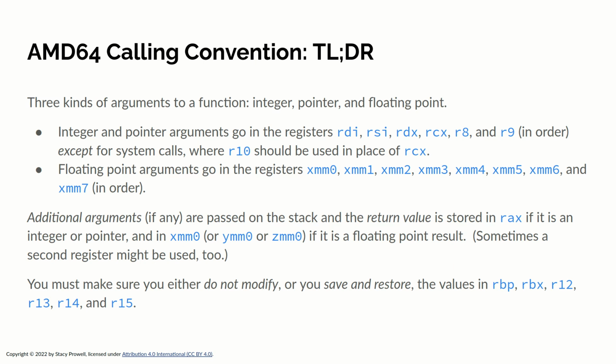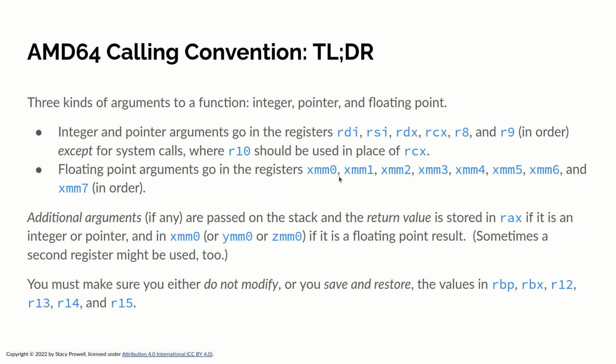TLDR. Integer and floating point arguments go in RDI, RSI, RDX, RCX, R8, and R9 in order. How does this differ from the calling order for system calls? Right here. Instead of RCX, for system calls, we use R10. Just because. It's kind of convenient. RCX is usually a count register being used in your routine. It's nice if we can call a system call without having to corrupt the count register.